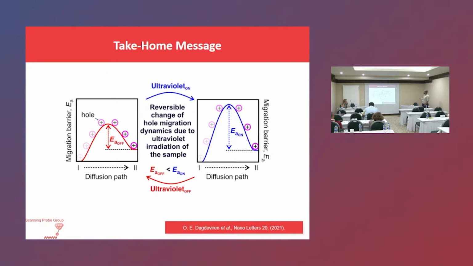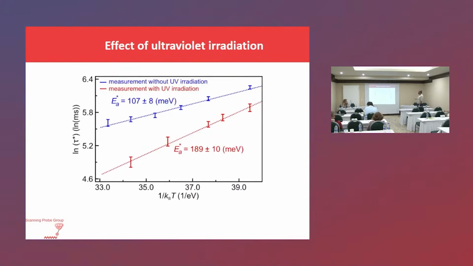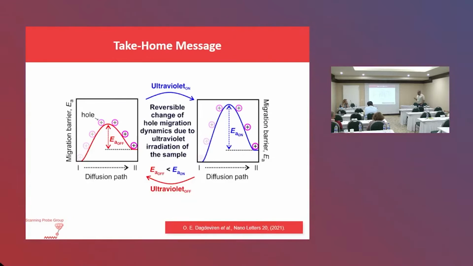And then we have seen that this ultraviolet irradiation effect is reversible. So when we stop irradiating the surface, we have seen that the effective activation barrier recovers itself, as was apparent in this time-dependent measurement as well. So when we turn off the ultraviolet irradiation, the charge carrier dynamics time constant has recovered, and we have also observed that its effective activation barrier is recovering itself within the same time frame.